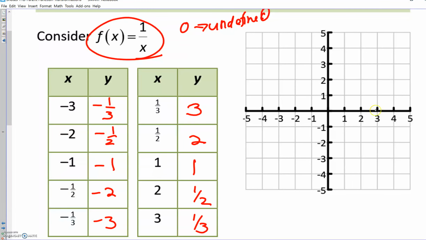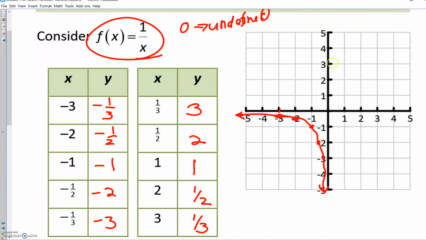We have -3, -1/3, right about here, -2, -1/2, -1, -1, -1/2, -2, and then -1/3, -3. And again, if we were to substitute smaller and smaller numbers, we'd see that it never got positive. It's always going to stay negative, but it's going to get ever closer to the x-axis and the y-axis. So it looks something like that, a smooth curve, not a little wavy one like I showed.